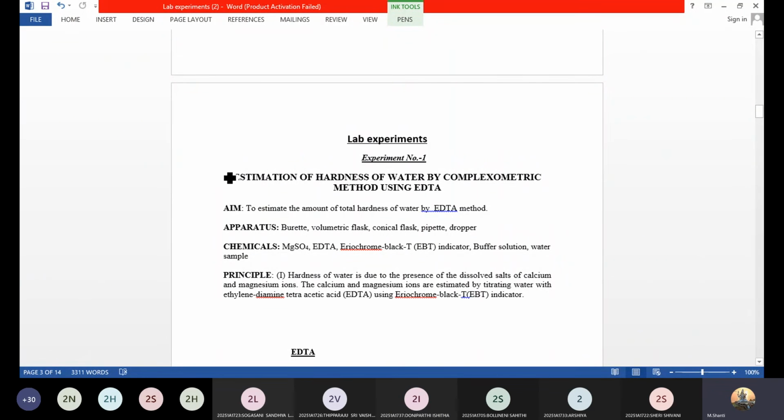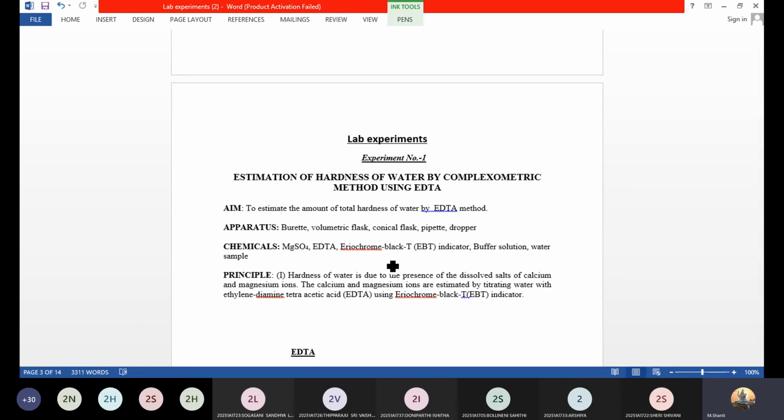The title of the experiment is, for example, estimation of hardness of water by complexometric method using EDTA. Likewise, you have titles for each and every experiment. Write down the title and the date of submission, the same day, because you are doing the experiment and submitting on the same date. Then the page number: start from where you begin writing experiment 1, numbering each page 1, 2, 3, 4 like that. Once the index page is done, go to the next page.